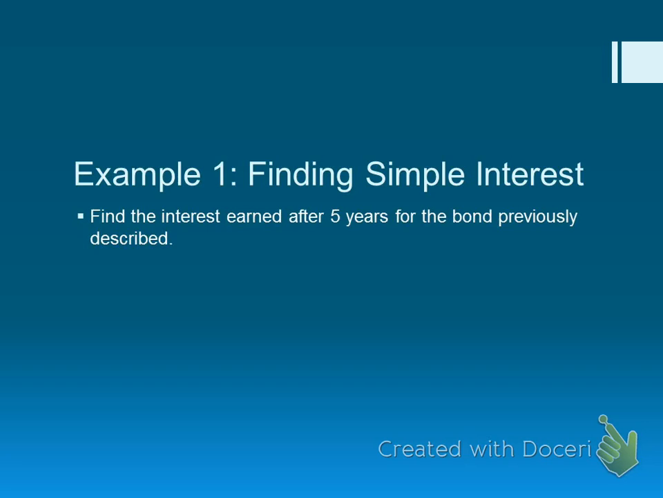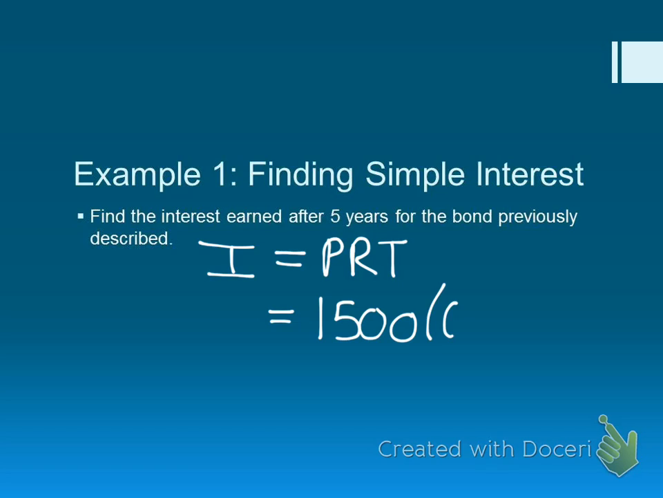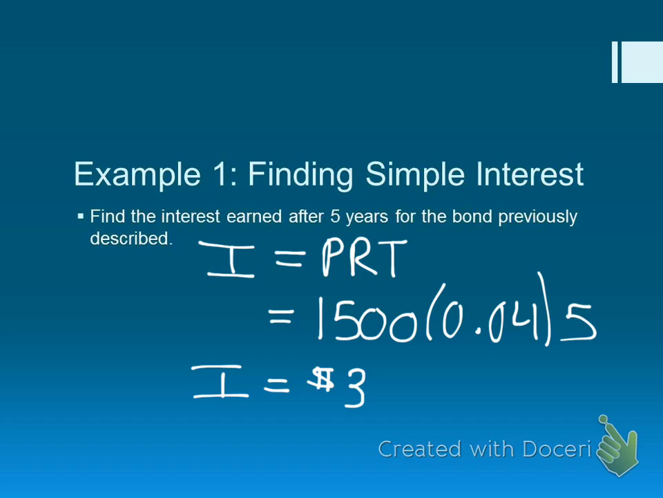All right, now I want you to do just one practice. It's basically the exact same information, except now it's 5 years instead of 2. All right, I equals PRT. Principal is the same, 1,500. Rate is the same, 0.04. Only thing that's different is the time, which is 5. So how much was my interest? $300. So what's my final balance?